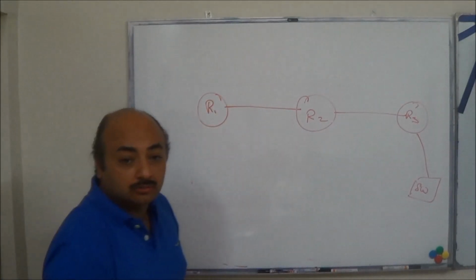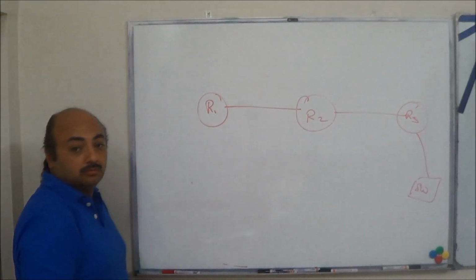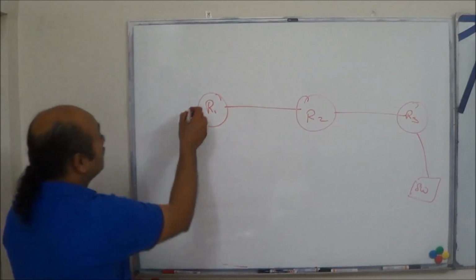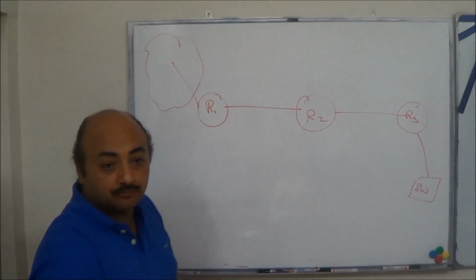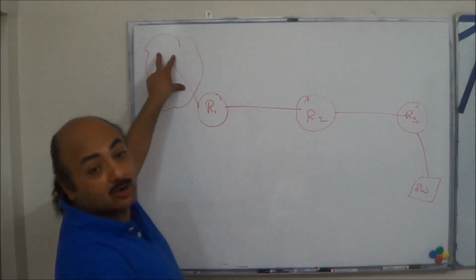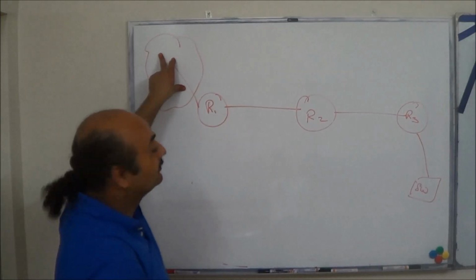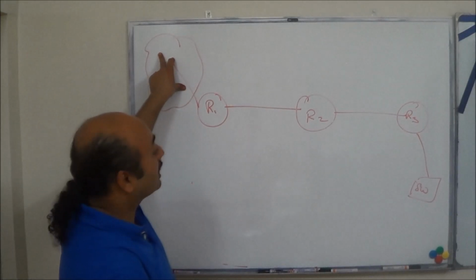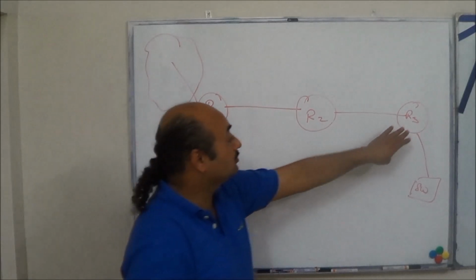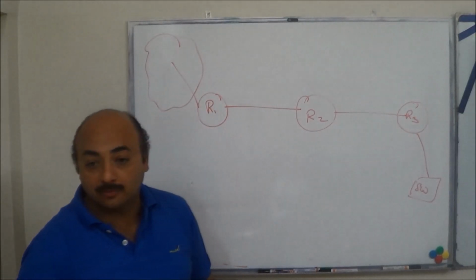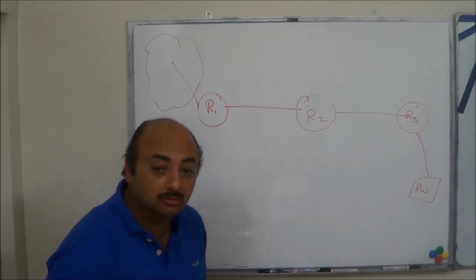How many stub routers now? One. I'm assuming that this is the world. This is the internet. Get used to this cloud also, now that you are maturing on the part. So this is the cloud, and you are going towards the outside world. So this is a stub router. And what do we have generally on the stub router?